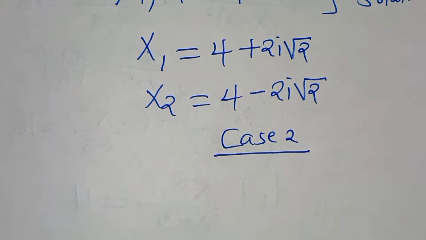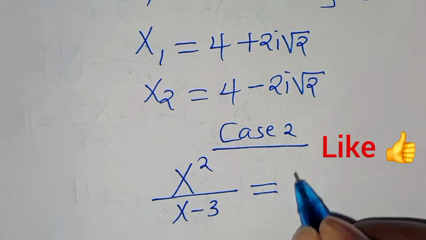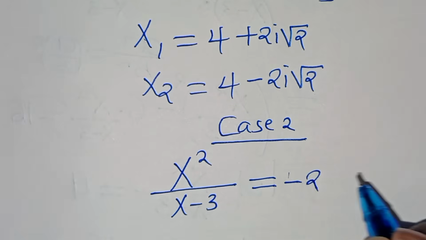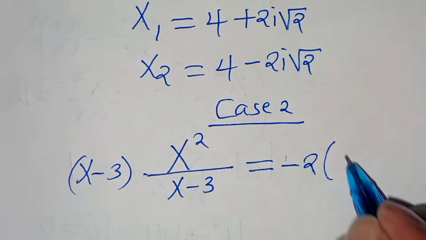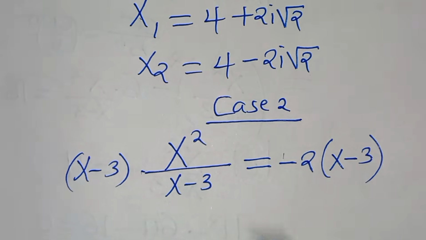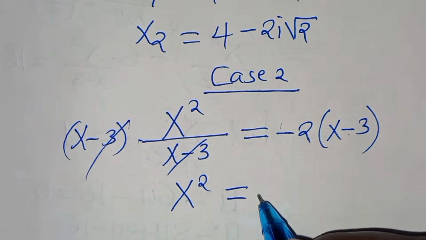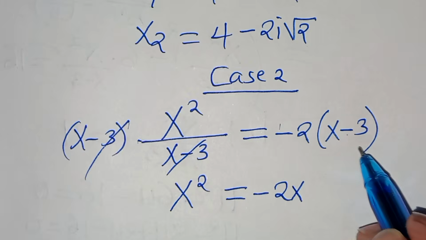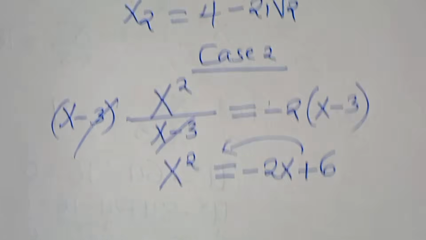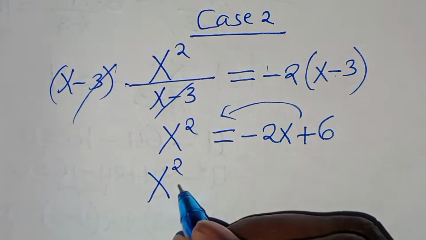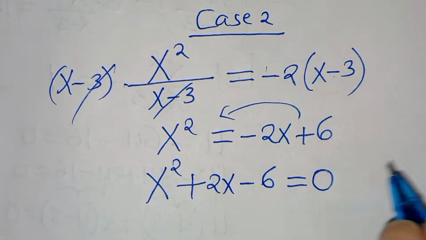In case 2, we have x to the power of 2 divided by x minus 3. This is equal to u2. u2 is minus 2. Let's multiply both sides by x minus 3. So that we simplify here. And this means that x to the power of 2, this is equal to minus 2 times x. This is minus 2x. Minus 2 times minus 3. This is plus 6. So let's take minus 2x plus 6 on the left hand side so that we have x to the power of 2 plus 2x minus 6. This is equal to 0.